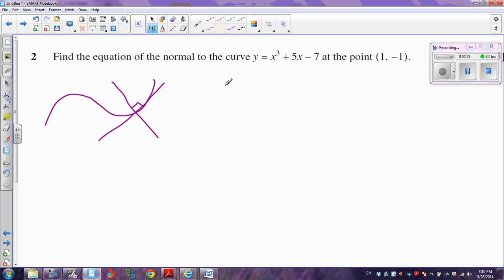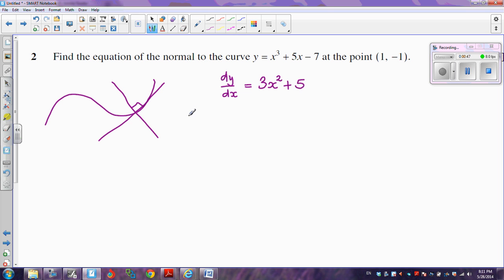So if I'm going to find the gradient of the curve, I'm going to find dy by dx. That's quite straightforward here. Dy by dx, I bring down the 3, write down the x, and subtract 1 from the power, so it becomes 3x squared. 5x just becomes 5 when we differentiate, and the minus 7 will disappear.